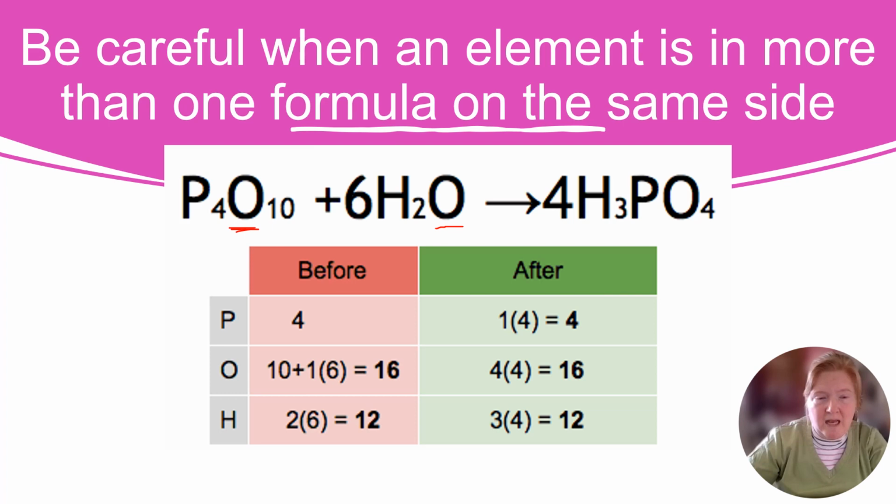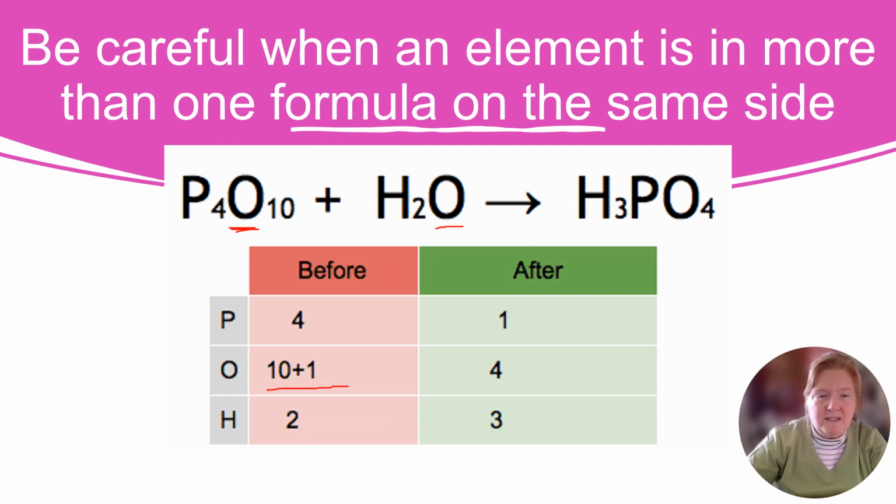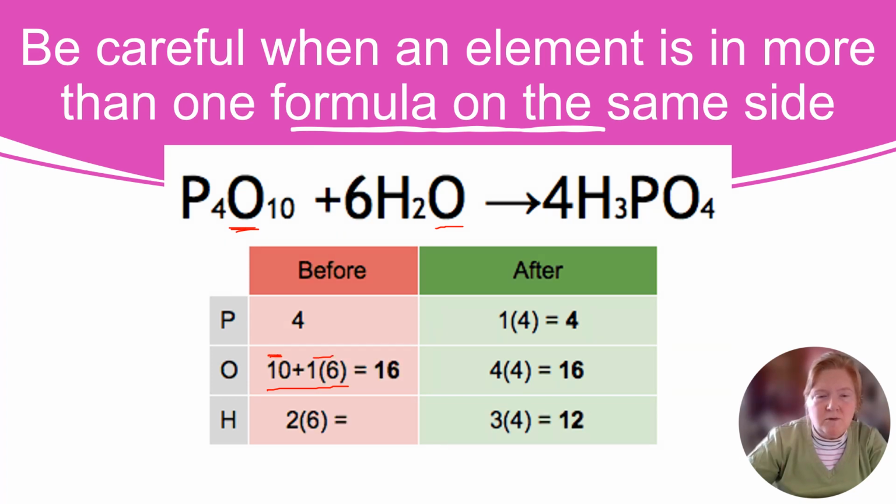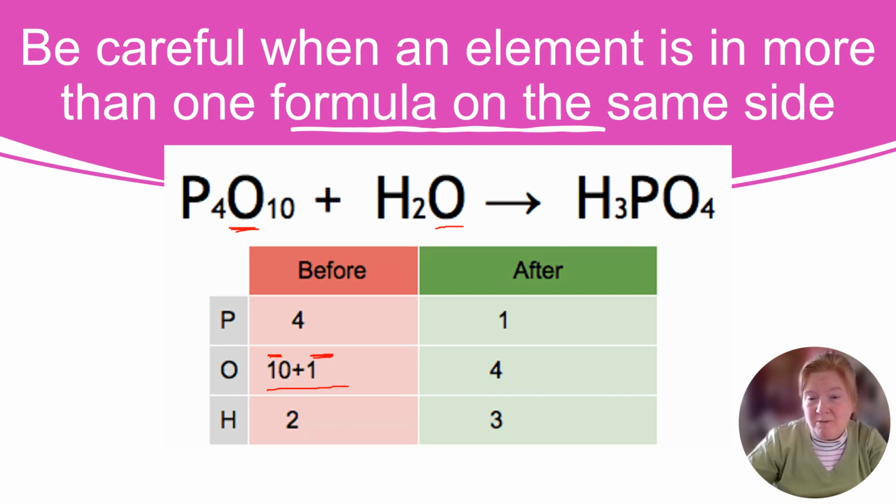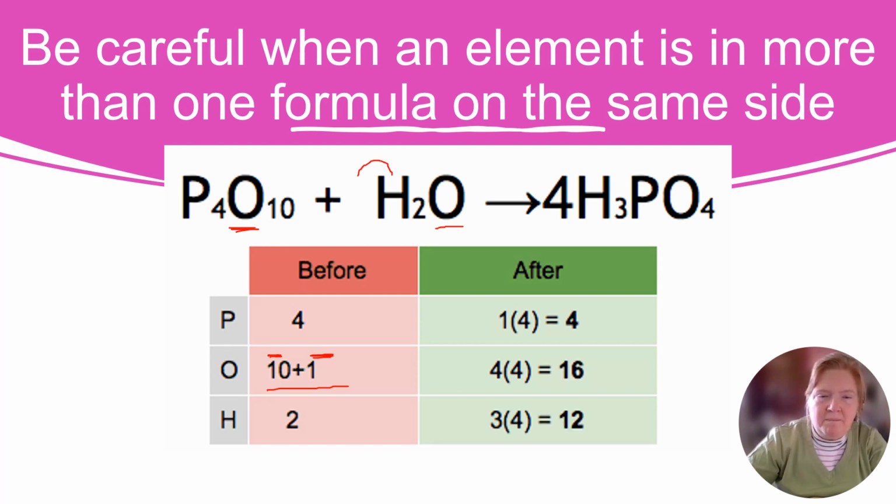And you can see that represented here by the 10 plus 1. So if I put a coefficient in front of the P4O10, I would be multiplying this one. But when that 6 goes in front of that one, I multiply that one by 6, okay? And once I put that 6 here, that 6 has to be multiplied by this hydrogen and this oxygen.